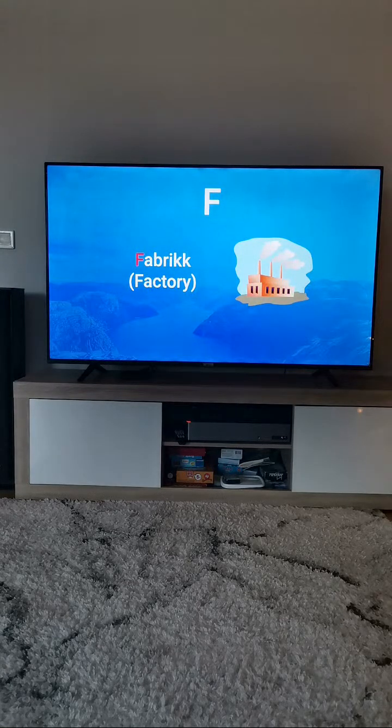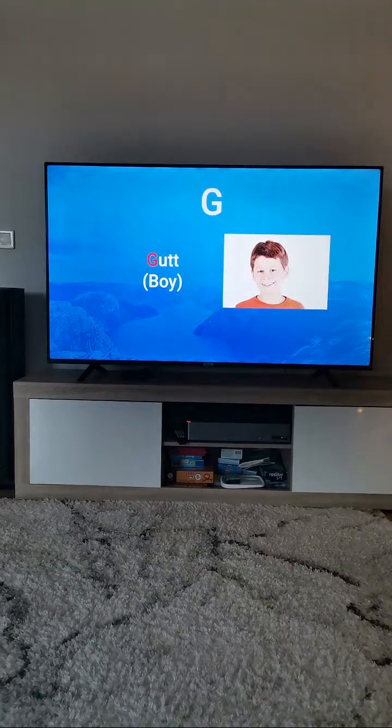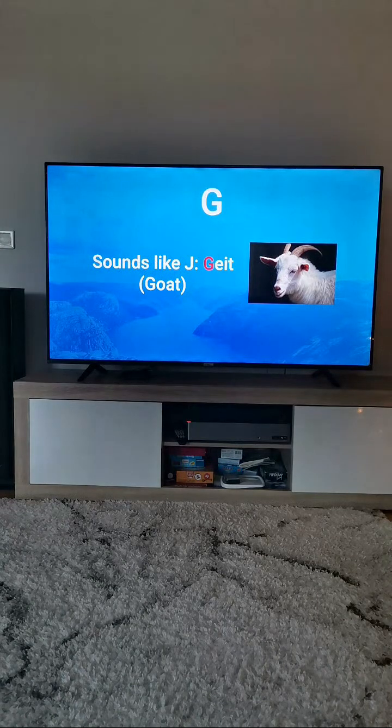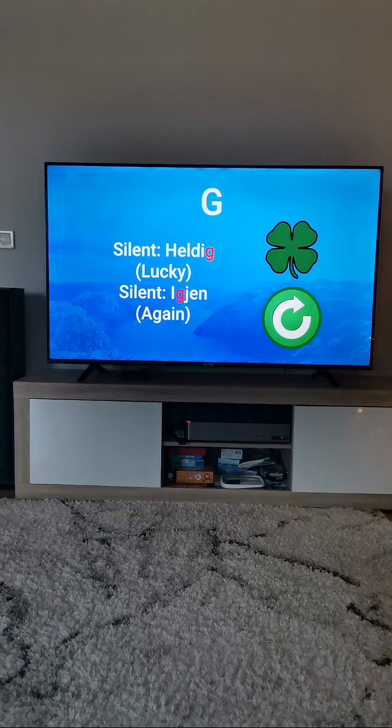F, fabrikk. G, gutt. Sometimes when the G is the first letter of a word, it will sound like the Norwegian J. So an example of that is geit. The G can also be silent. This is when it's at the end of a word following an I, or when it's in front of a J. Heldig, igjen.